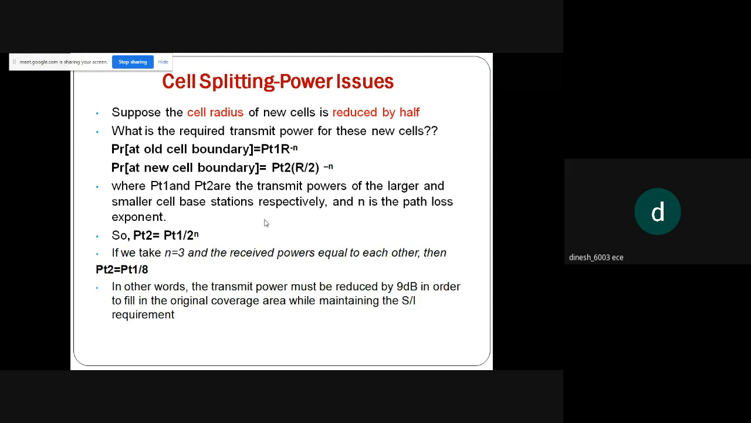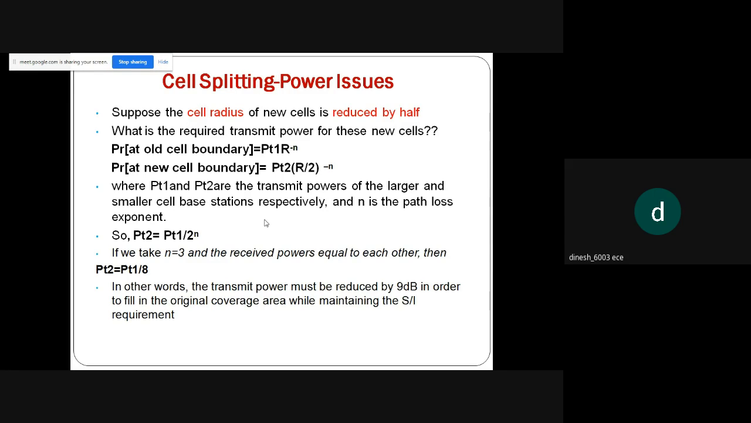Where PT1 and PT2 are the transmitted powers of the larger and smaller base cells, and N is the path loss. So PT2 will be equal to half of PT1, because the cell radius is being reduced by half. One cell is being converted into 2 cells by reducing its cell radius by half. So then the power transmitted also gets halved in that way.